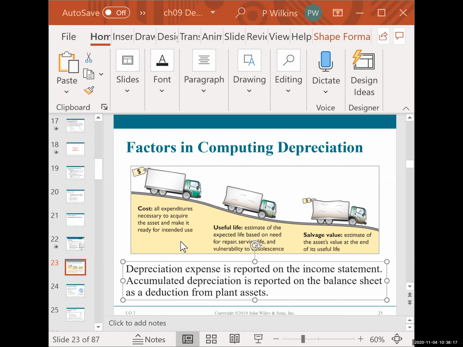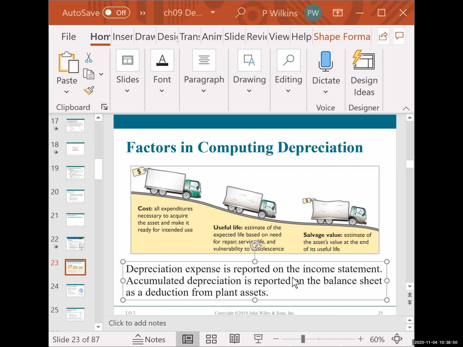Then we have the salvage value. And the salvage value is what you think you're going to get for that asset when it's done with its useful life. So you're going to have a truck at the end of 10 years. Do you think you could sell it for $1,000? Well, that's your salvage value. The other great thing, you're going to get the salvage value for all your problems in the class. So they're going to give you the useful life. They're going to give you the salvage value. You may or may not have to figure out the cost, but usually when we get into the depreciation problems, the cost is figured for you, okay?